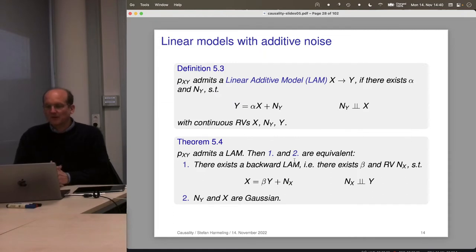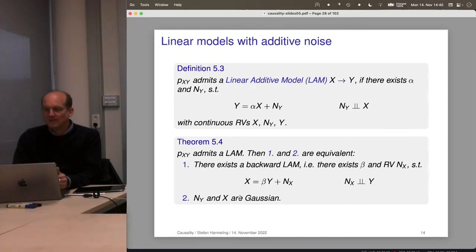Okay, what can we prove? We can prove the following theorem. If a joint distribution admits such a linear additive noise model in one direction, then the following two statements are equivalent. It's all a little bit of a mind twister. One: there exists a backward model, that means there's also a beta and another random variable so that the whole thing holds backwards. Actually, that's what we want to exclude. However, the statement says this is equivalent to the next statement, that the noise variable N_y and the variable x are both Gaussian. Okay, interesting.